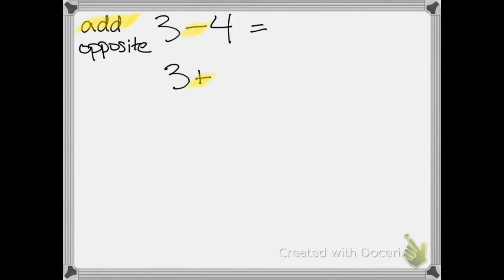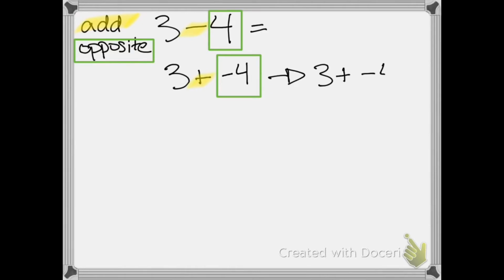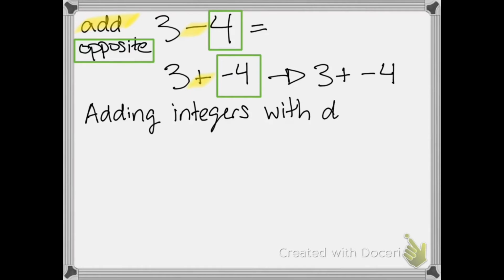The next thing we need to do is use the opposite of the integer we were subtracting. So this was the original integer right here, positive 4. We need to add the opposite, and if you remember from the opposite numbers video, the opposite of positive 4 is negative 4. So our new problem is 3 plus negative 4. Now, if we remember from our videos about adding integers, this is adding integers with different signs, because we have a positive number and a negative number.